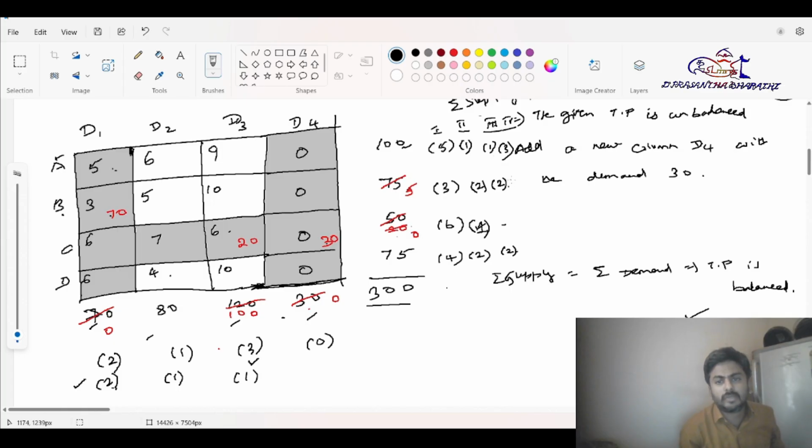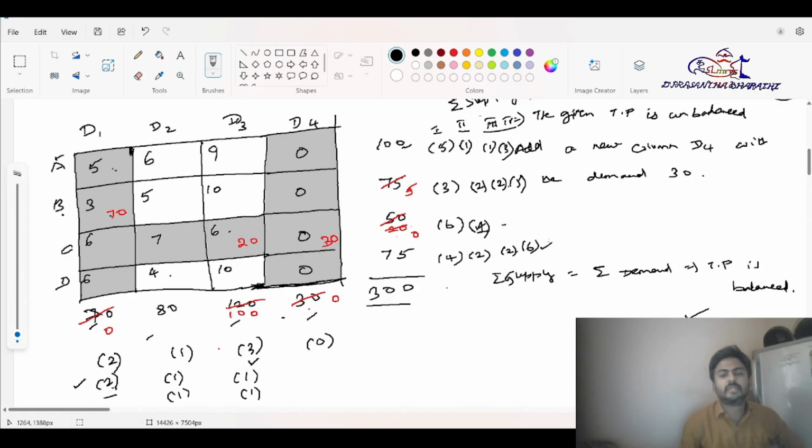The difference between 5 and 10 is 5, between 5 and 10 is 5. Then 4 and 10 is 6. Here the difference will not change, the same, it is 1. This cannot be used. The difference between 4 and 5 is 1. The difference between 9 and 10 is again 1. The maximum penalty is 6.